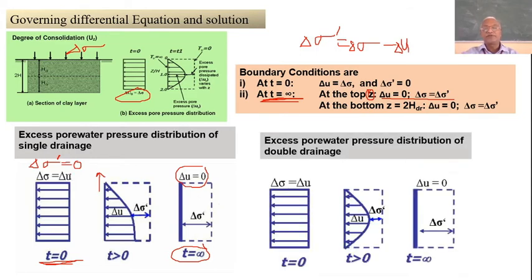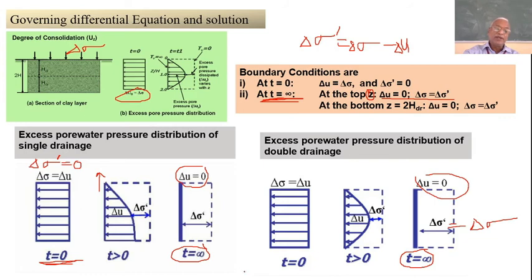Double drainage you have seen here, right? The same figure is there, double drainage. So at an in-between time it is like this. At the top and the bottom, both points you got instantly 0 pore water pressure, and in between it has decreased a little, but if you give a sufficient amount of time, delta U will be reduced to 0 to make delta sigma dashed equal to delta sigma. The applied total pressure will be directly acting as effective pressure. There is no pore water pressure left.